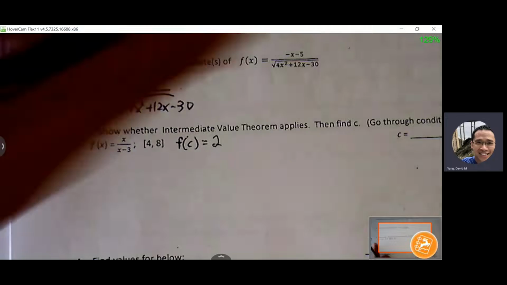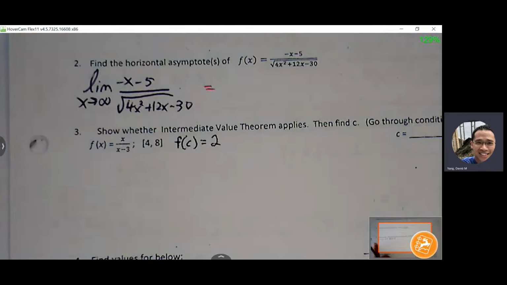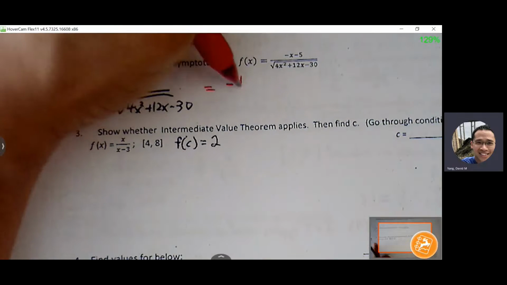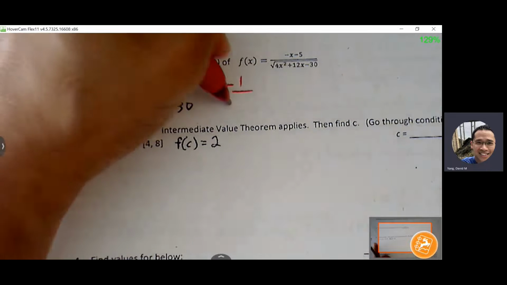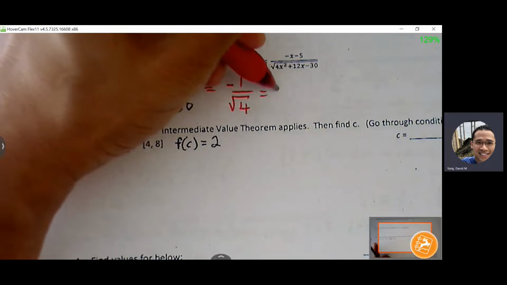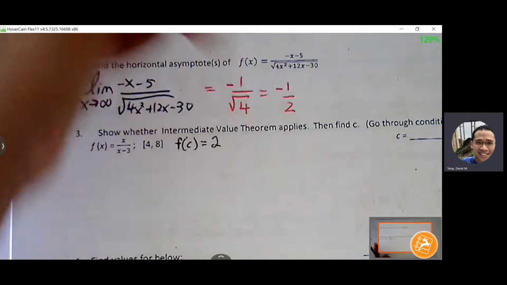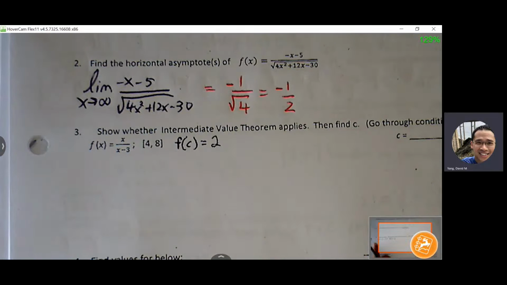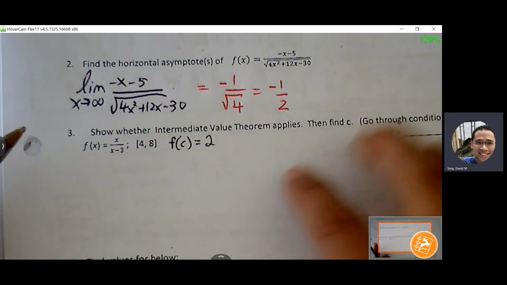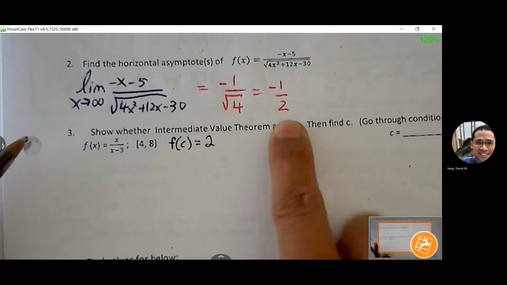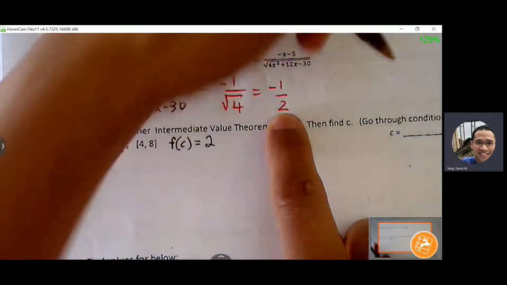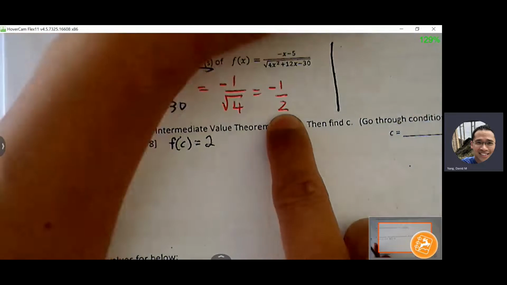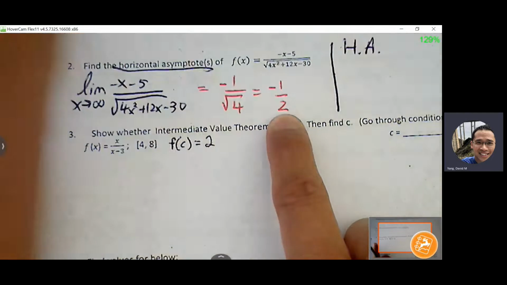Same degree, so therefore, what's the ratio of the coefficients? -1/4. Careful though, square root of 4, which is -1/2. Now, that's one of the asymptotes. Is there another one? Yes. Positive 1/2. So if I'm asking for horizontal asymptotes, make sure that we create equations for them.